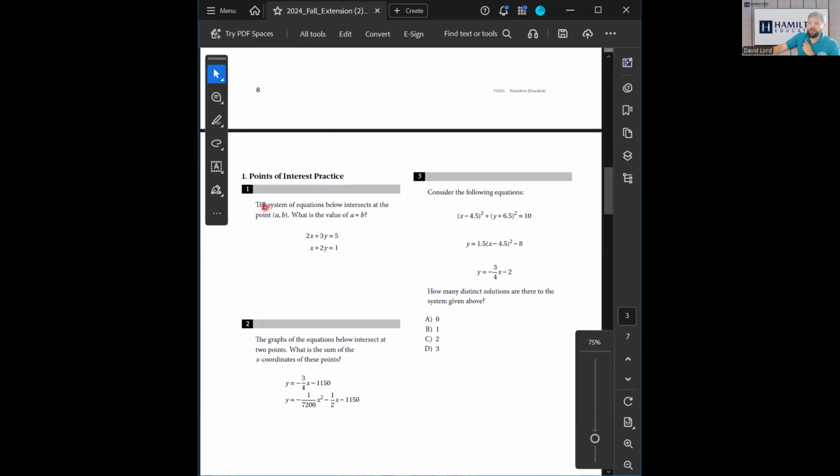Question number 1 asks: the system of equations below intersects at the point A, comma B. What is the value of A plus B? So we can solve this very quickly by hand, but the goal here is to show how Desmos works. So with that in mind, let's jump to the screen.